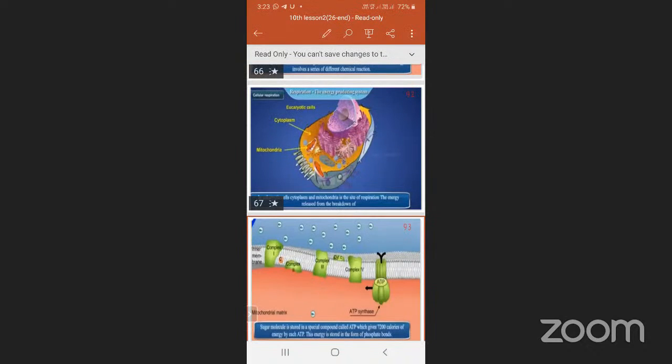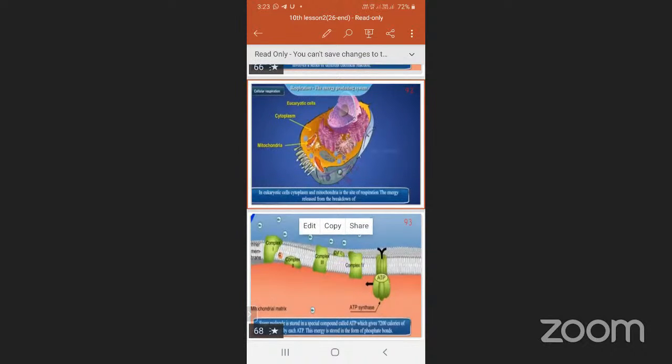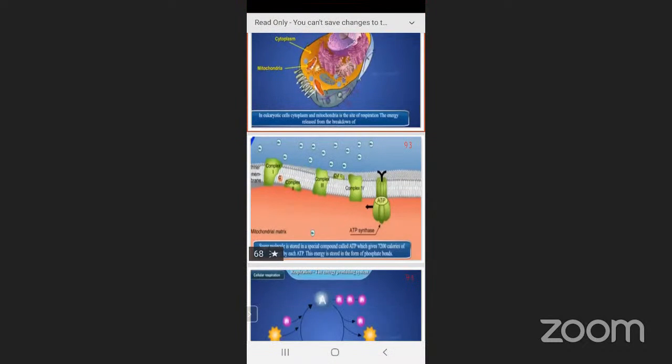Okay, see here once again, I repeat. In prokaryotic cells, the site of respiration is the cytoplasm, but in eukaryotic cells, the cytoplasm and mitochondria both are the sites of respiration. The energy released from the breakdown of a sugar molecule.